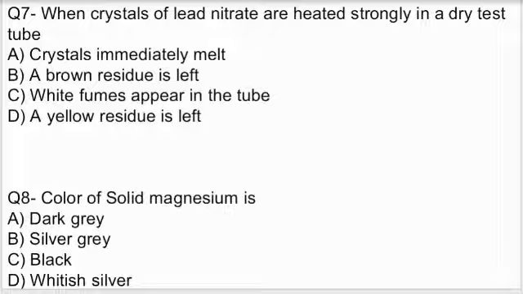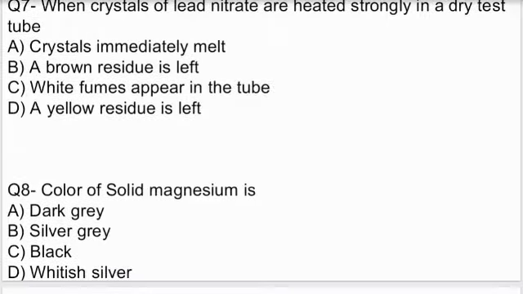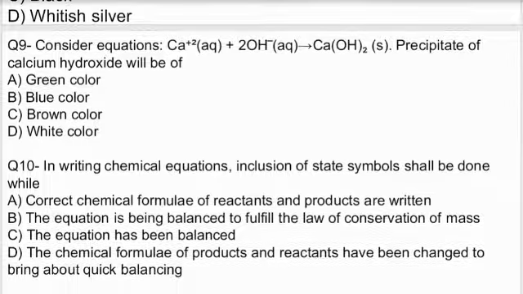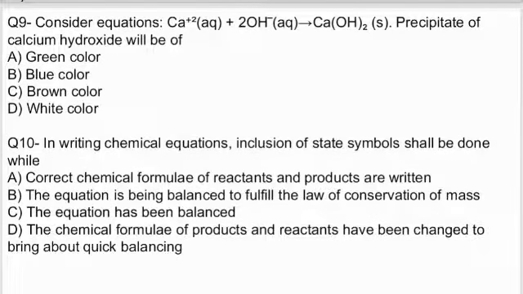Next question. Color of solid magnesium is, the options are dark grey, silver grey, black, whitish silver. The correct option is B, silver grey. The next question. Consider equation Ca²⁺ aqueous plus 2OH⁻ aqueous gives Ca(OH)₂ solid. Precipitate of calcium hydroxide will be of, options are green color, blue color, brown color, white color. The correct option is white color.